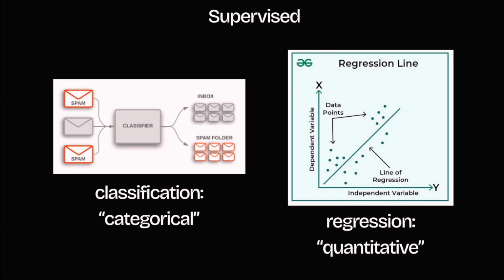There are two general types of supervised learning. One is classification and the other is regression. Classification is when the labels are categorical, such as this is a cat, this is a dog, or a rabbit. Regression is when you're trying to predict something quantitative, like housing prices.